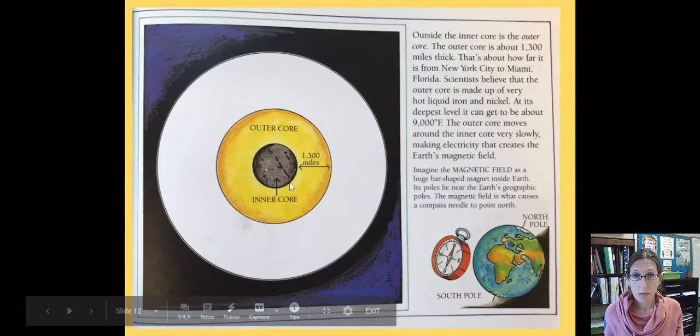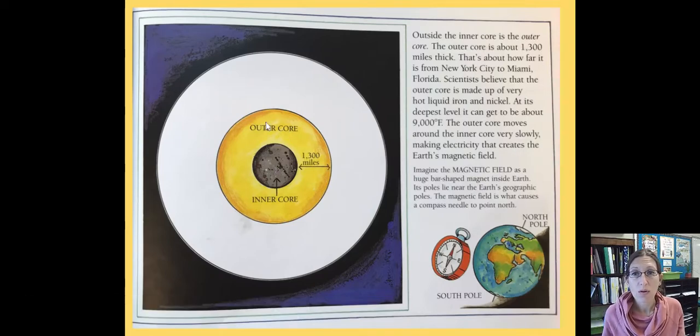Outside the inner core, so there's our inner core, is the outer core. The outer core is about 1,300 miles thick. That's about how far it is from New York City to Miami, Florida. Scientists believe the outer core is made up of very hot liquid iron and metal. The inner core is solid. The outer core has liquid metal, liquid iron and nickel. At its deepest level, it can get to be about 9,000 degrees Fahrenheit.